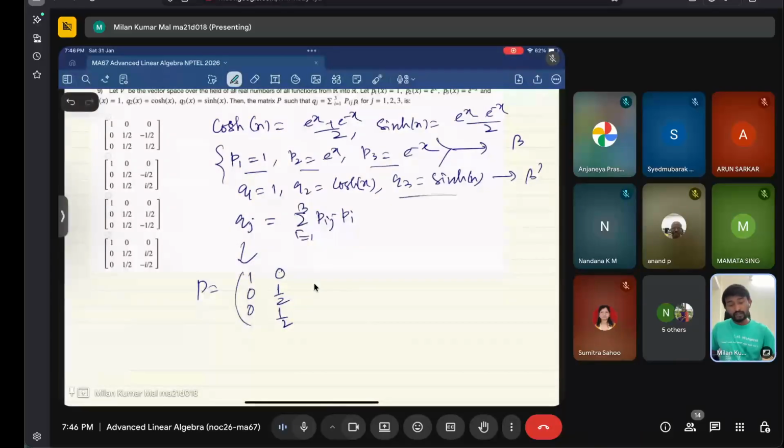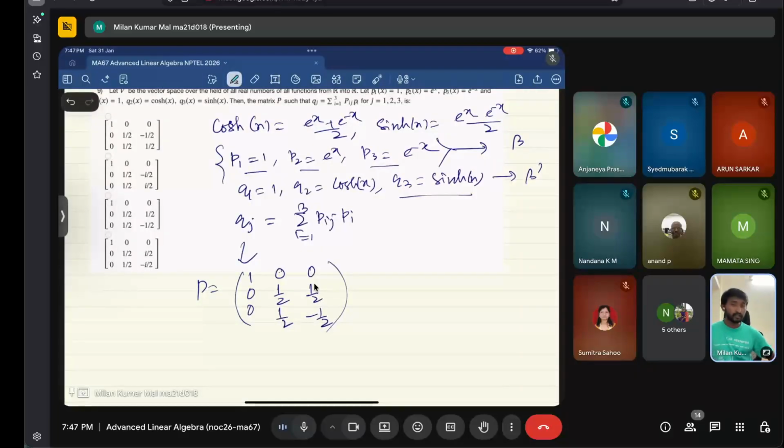Now if you write Q3, that is sine hyperbolic x, then that is e to the power x minus e to the power minus x by 2. So in that case, how does the contribution go? P1 does not contribute anything, that's why 0. P2 contributes half and P3 contributes minus half. This is the matrix P.